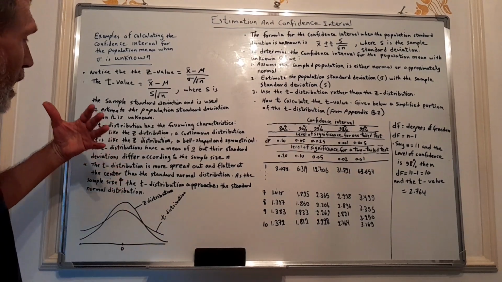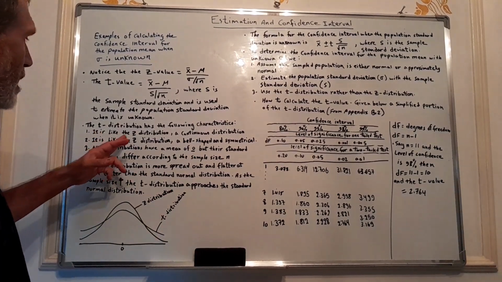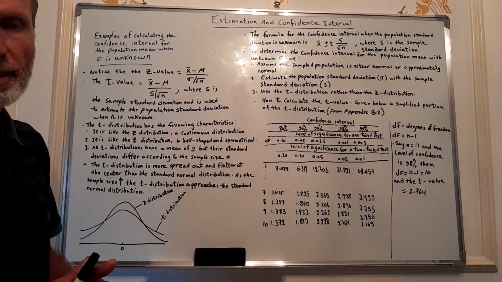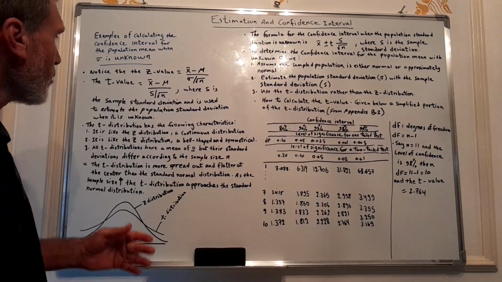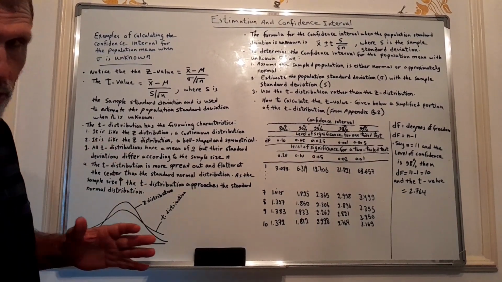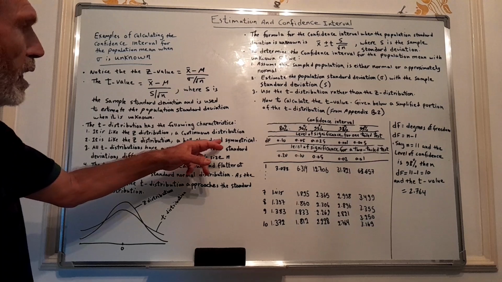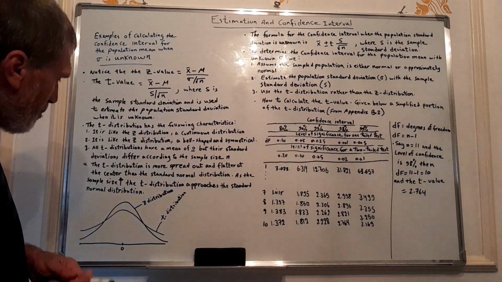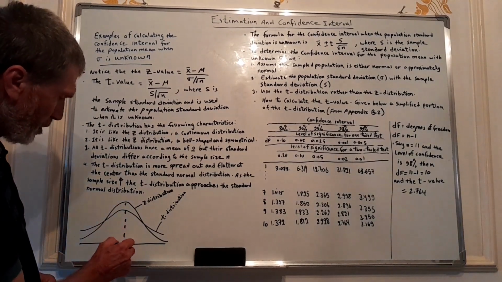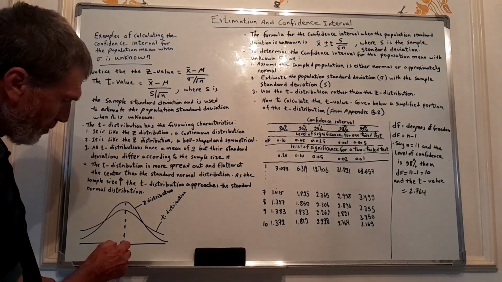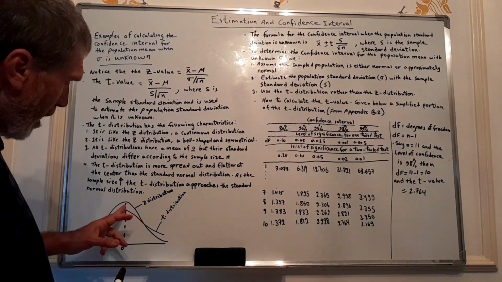Now, the t distribution has the following characteristics. First, it is like the z distribution, a continuous distribution. We have already talked about it. Second, it is like the z distribution, bell-shaped and symmetrical. From 0 all the way to the right is the same as from 0 to the left. So they are symmetrical, they're equal. It is bell-shaped like the z distribution.